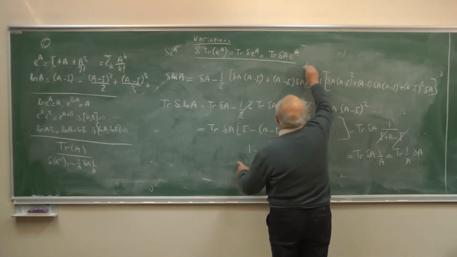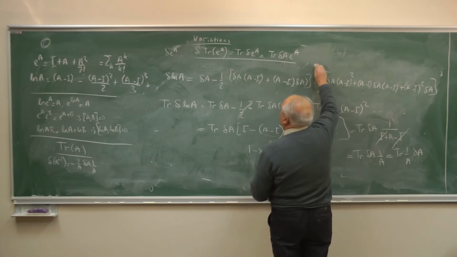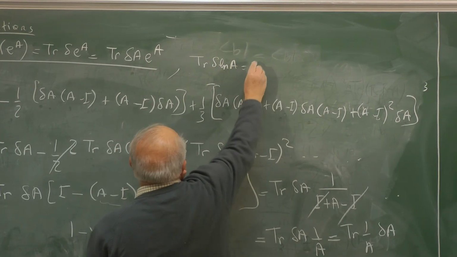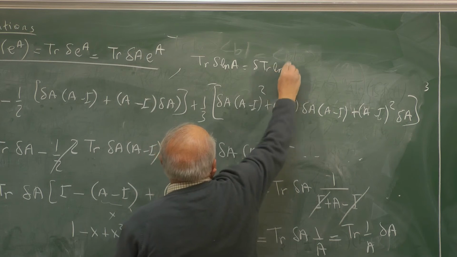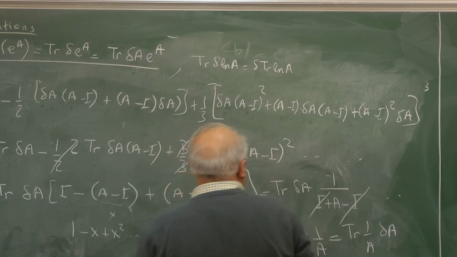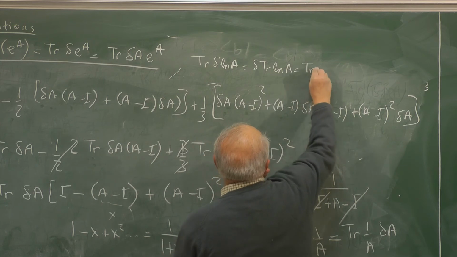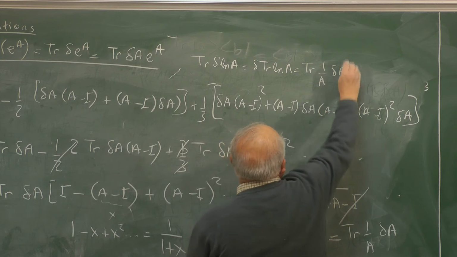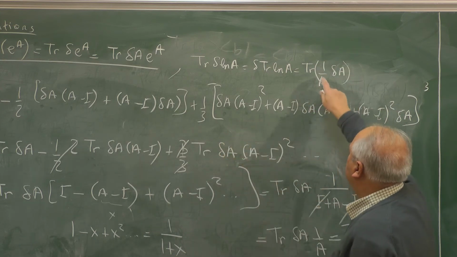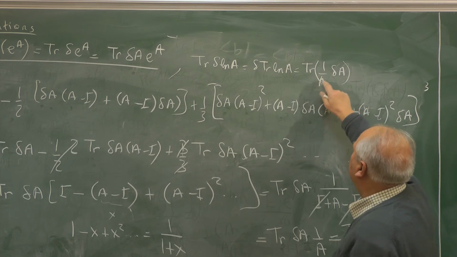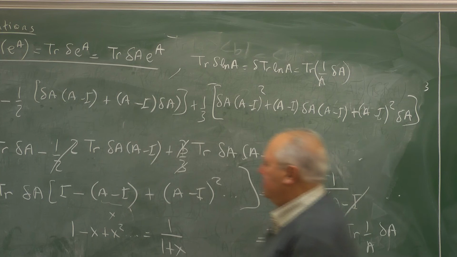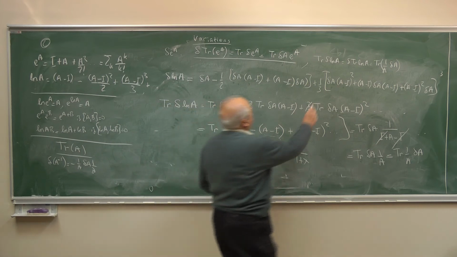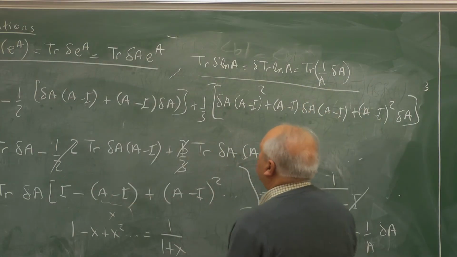So let me write it here. Trace delta log A is the same thing as delta trace log A, and it is trace 1 over A delta A. I don't need to write the other form because now we know circular permutation is allowed. I will erase all this part. So these are important formulas.